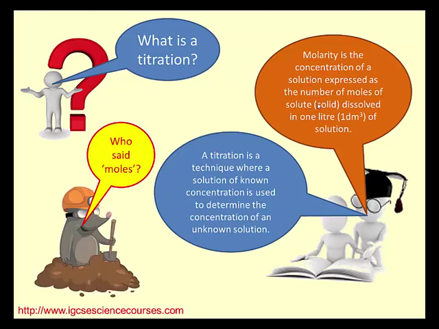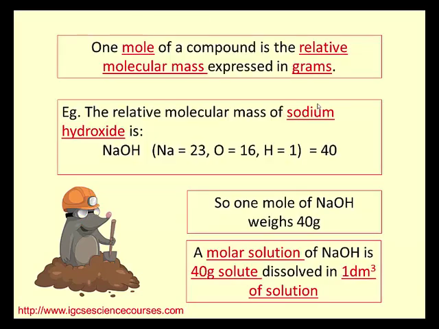Now, we can have a think about moles. You may have come across this before. 1 mole of a compound is the relative molecular mass expressed in grams. For example, the relative molecular mass of sodium hydroxide, NaOH, is in fact 40. All we do is add the mass numbers together: sodium 23, oxygen 16, and hydrogen 1. Now where do these numbers come from?